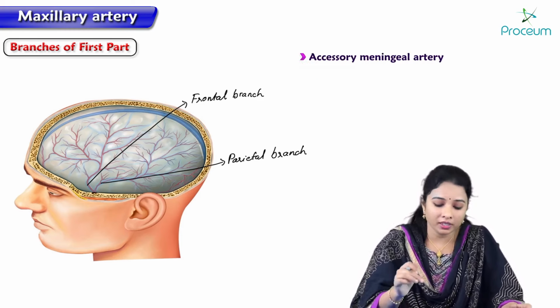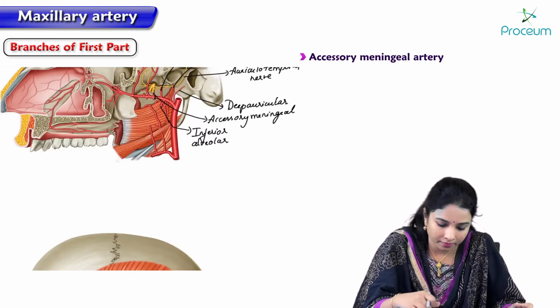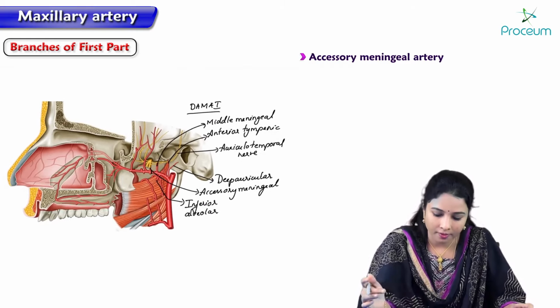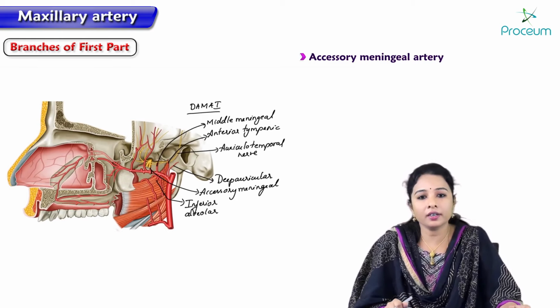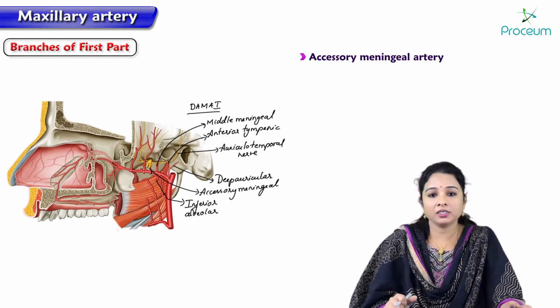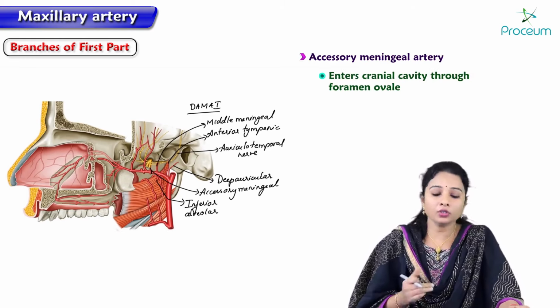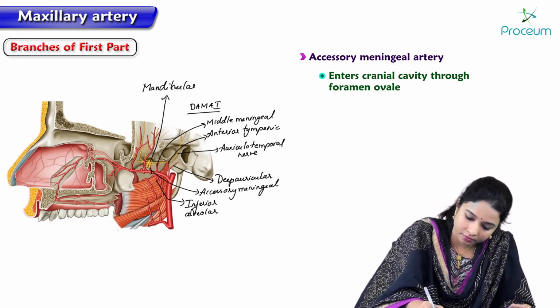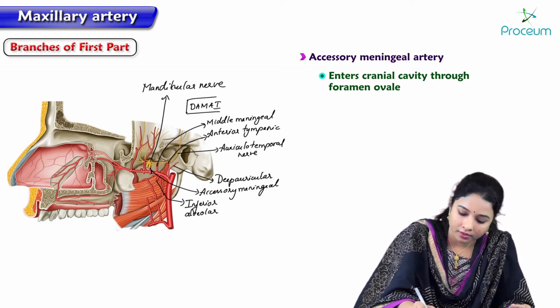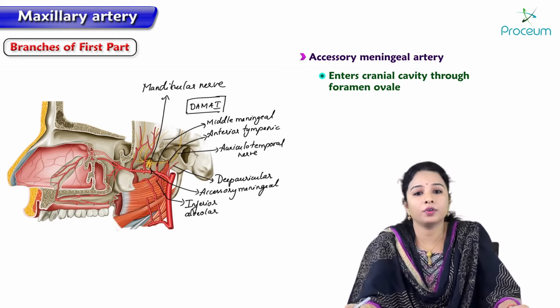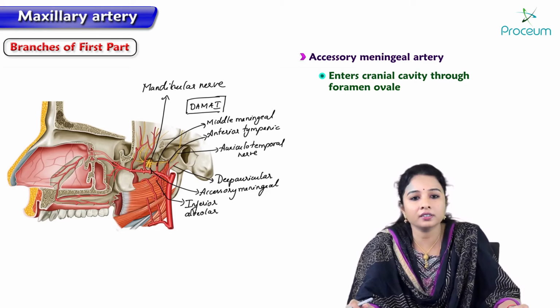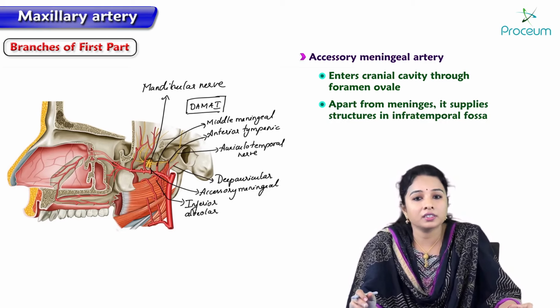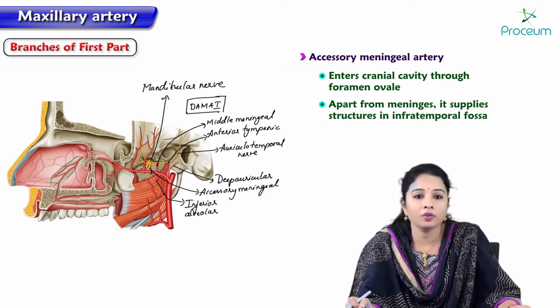Next is the accessory meningeal artery. It is also meant to supply the meninges. It enters the cranial cavity through the foramen ovale. So, we can see an artery along with the mandibular nerve entering the foramen ovale to enter inside the skull. Apart from the meninges, it supplies the structures in the infratemporal fossa.